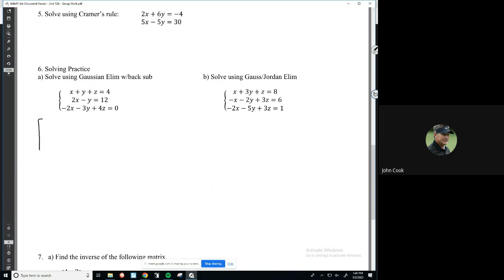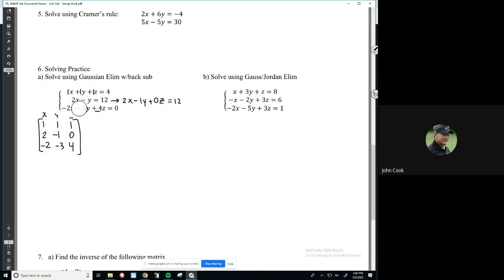So we start off by writing up our coefficient matrix. All right, so it looks like I've got 1x, 1y, and 1z. So that's 1, 1, 1 for the x column, the y column, and the z column. And then the second equation is deceitful because this is really like saying 2x minus 1y plus 0 z's equals 12. So I'd write up the following row for my coefficient matrix. It'd be 2, -1, 0. And then the bottom row would be -2, and then -3, and then +4.